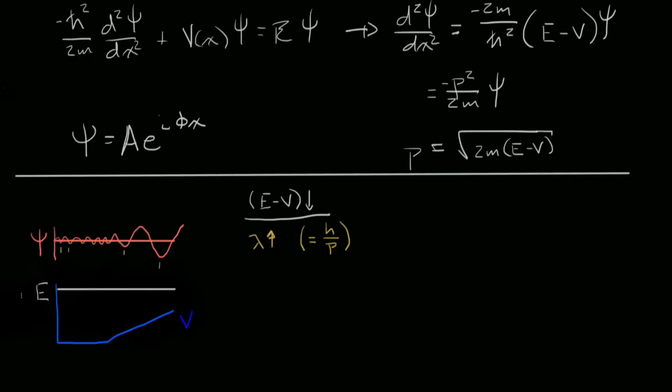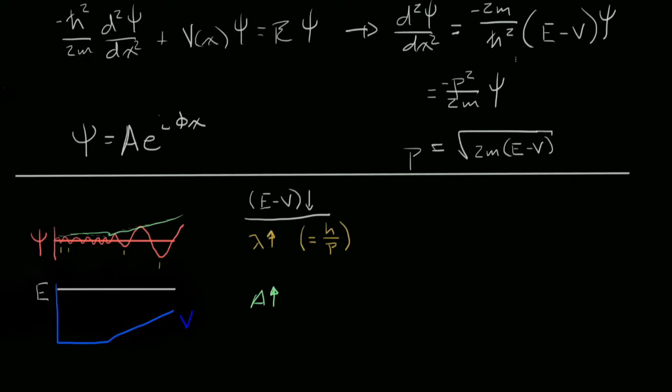However, we note something else is happening. The amplitude of the wave function, once E minus V starts to change, also changes, and in this case, it goes up. So the amplitude in green increases. Or if we sketch that out on the wave function, we see something like this.